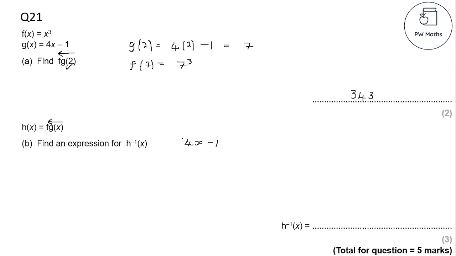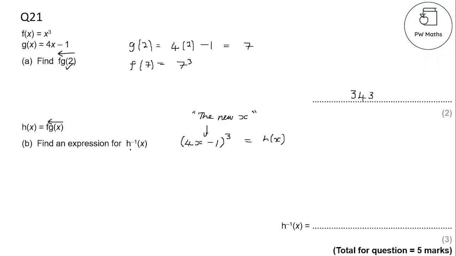It is customary and good exam technique to put that in brackets. That I always like to think of as the new x. Now we're going to get that answer and throw it into F. F of x is x cubed, so we've got the new x, which is 4x minus 1 in brackets, and we're just going to write a little 3 by the side of it. That's what h of x is.